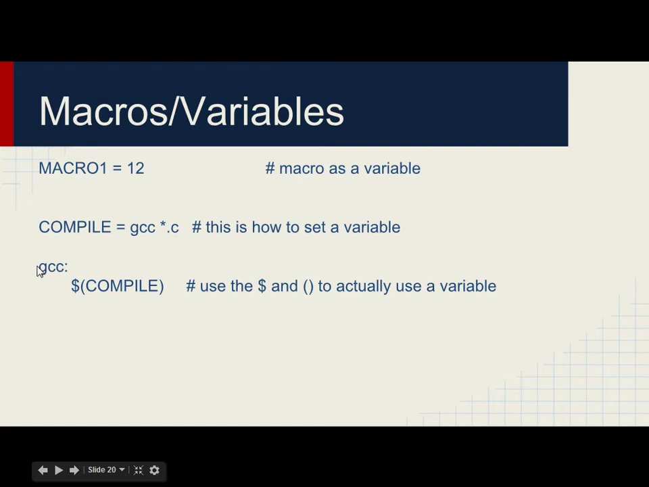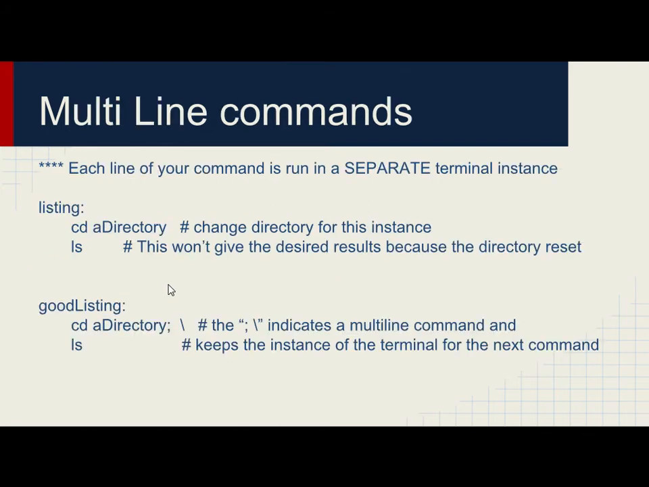And then down here, I made a target called GCC. It's probably not a good name for it. But right here is how you actually use the macro. It uses the notation money sign, open paren, and then you have your macro name. And then you close the paren. And then when you actually call it, it'll substitute in the values for the macro. So any other questions before I move on? I'm going to start getting fancy.